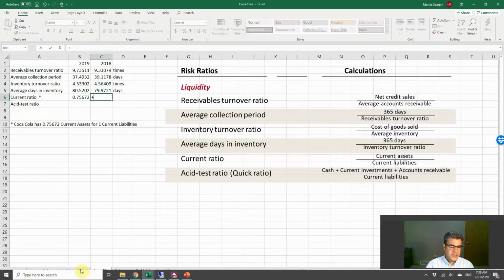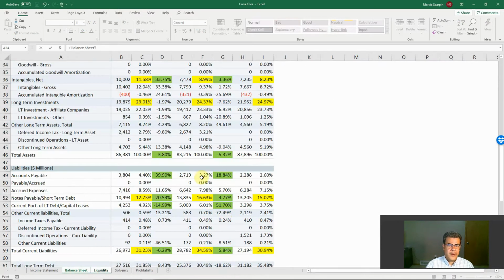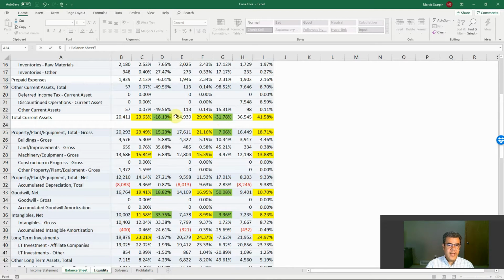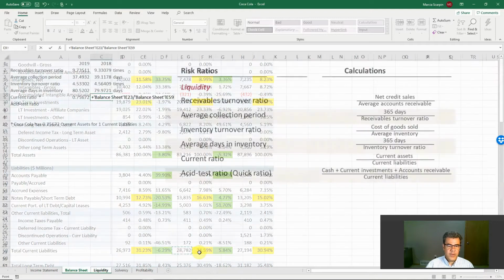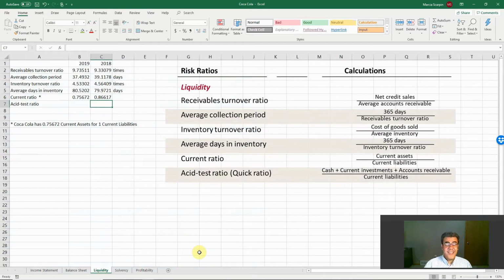And 2018, let's double check if we are better or worse. Current assets, 24, divided by current liability, 28. We were better in 2018, not so good. So let's consider here, our grade could be a C. Now we have a D. So not so good here. It is not in terms of times or days or percentage. It is all about money. How much money do we have for current assets comparing with $1 of current liability?